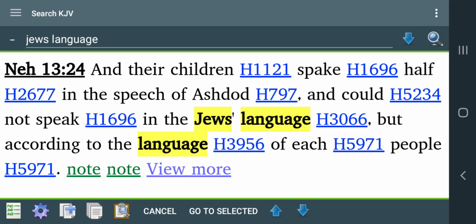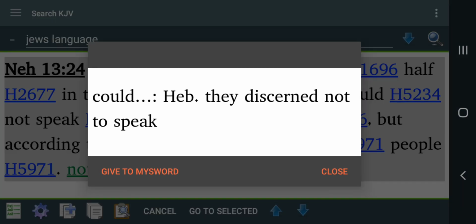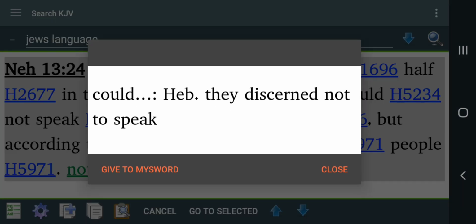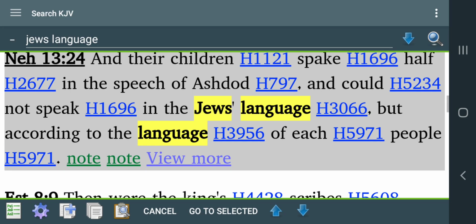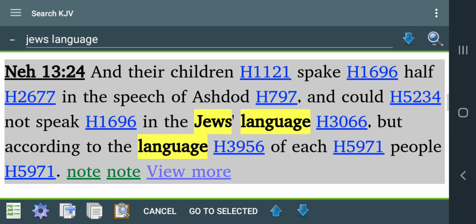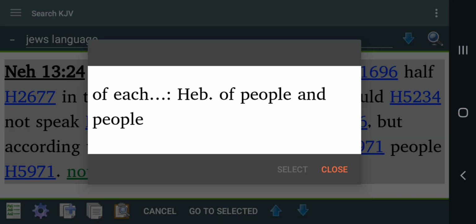It didn't say paleo. They didn't say they could not speak in the paleo. No, the Yehudit. But according to the language of each people, so they could not speak their own language. They could not discern to speak. Like many making some critical errors. We say something, say, oh, that is Yiddish. That's not Hebrew.